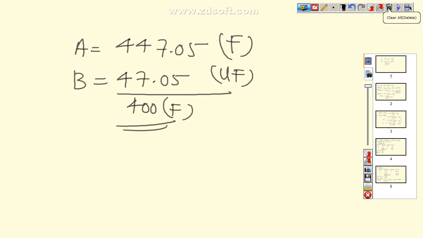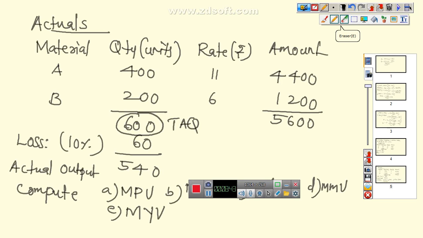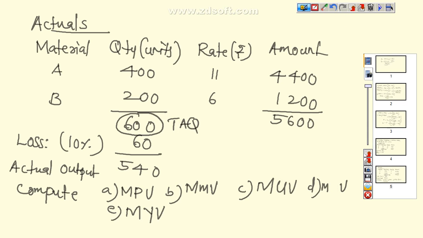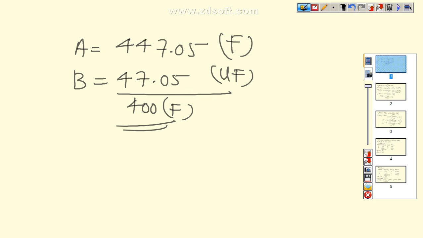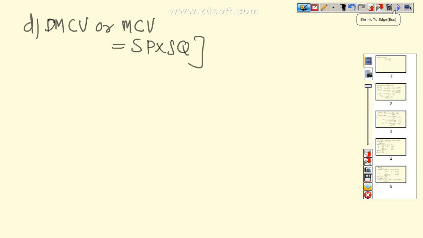Okay. After calculating mix variance, next we have to calculate, here it is, actually there is a mistake. Here it is cost variance. So here we make a correction, cost variance. So next we have to calculate cost variance. Direct material cost variance here. Material cost variance is equal to standard price into standard quantity minus actual price into actual quantity.